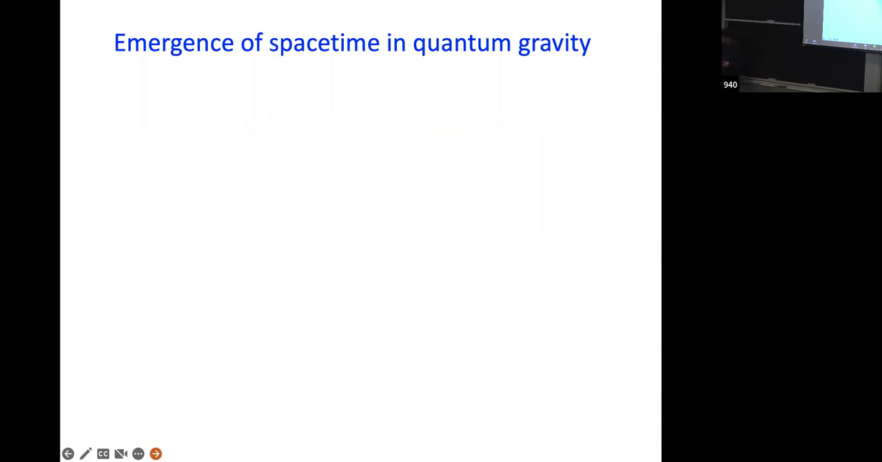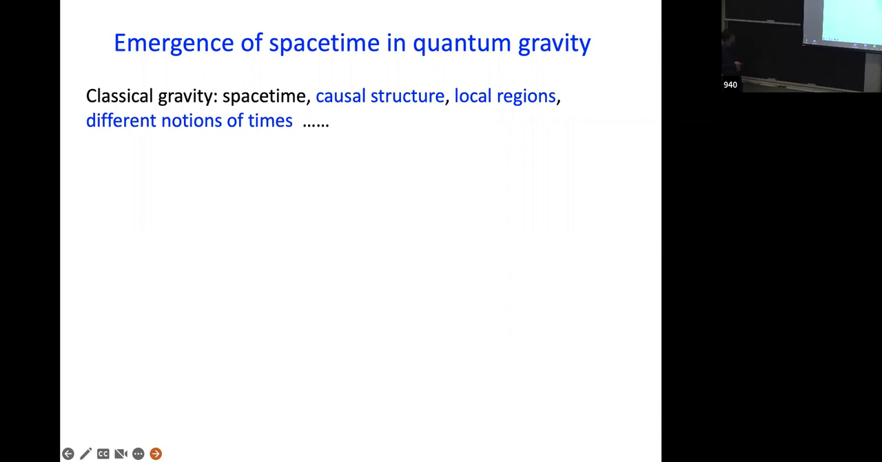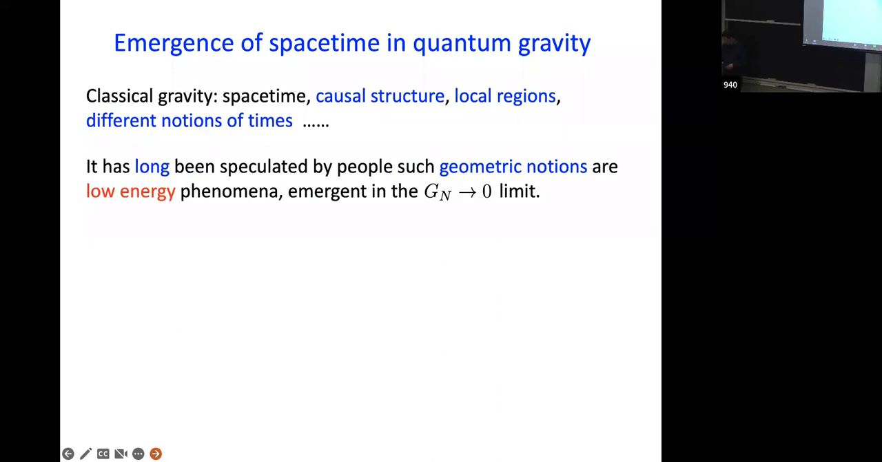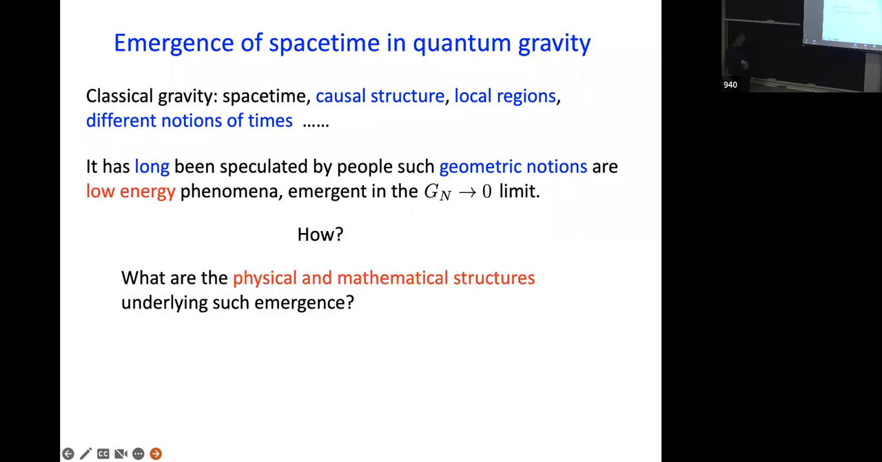So in classical gravity, we are familiar with concepts such as space-time, causal structure, local space-time regions, and different notions of time, etc. And it has long been speculated, maybe even as early as the 1950s, that such geometric notions are low energy phenomena of quantum gravity, emergent only in the limit where the coupling goes to zero. And many years of development of string theory also give support to this notion. And then of course the question is how.